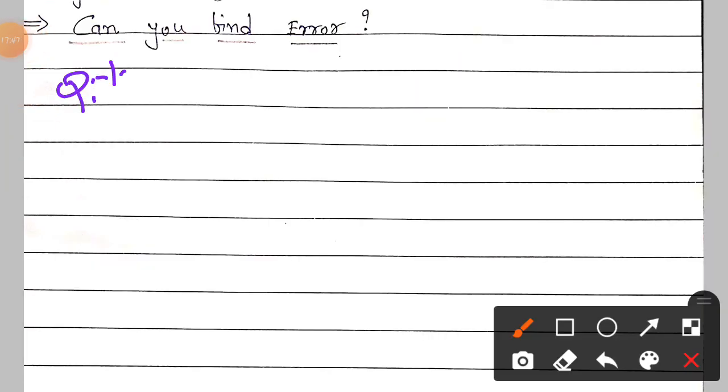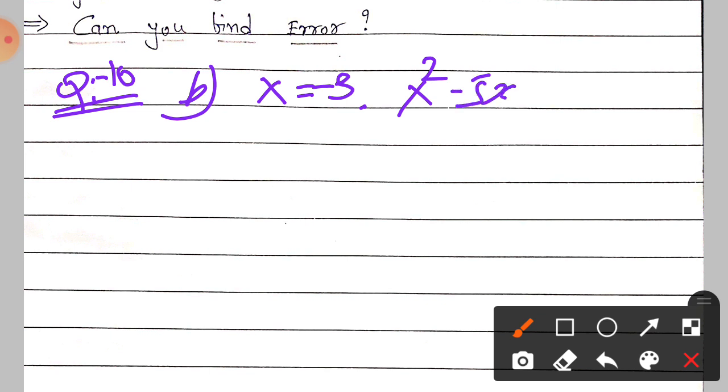Question number 10. The question is: put the value of x equal to minus 3 in the algebraic expression x square minus 5x plus 4, and the answer given is minus 2. That is the given data. So let's check whether there is any error in this question or not.